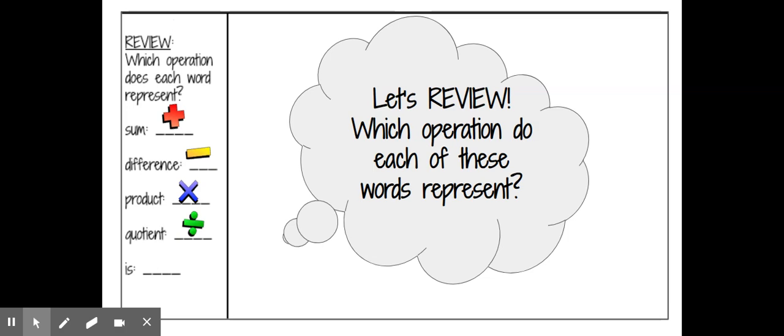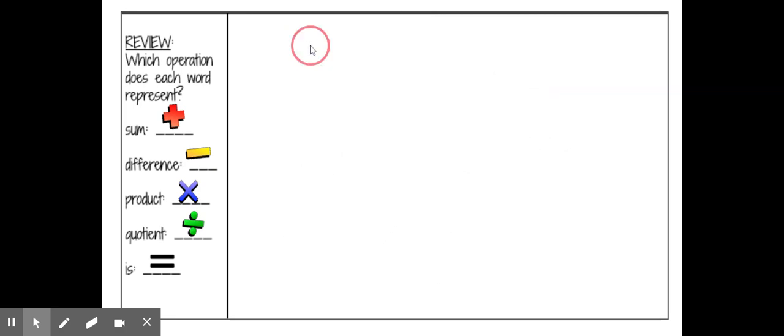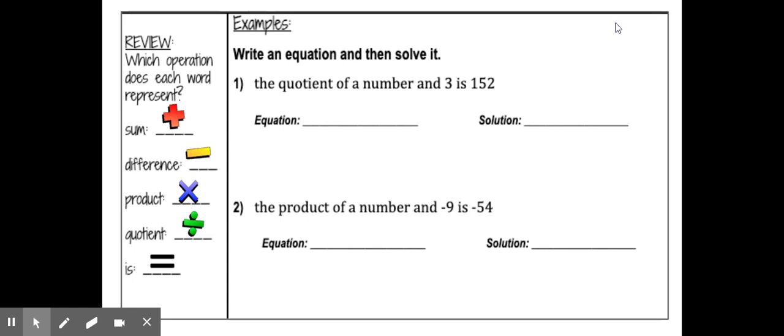What about when you see the word is, like 4 plus 5 is 9? What mathematical symbol represents the word is? Yep, you've got it, the equal sign. Okay, now I think we're ready to begin. We're going to begin by taking a look at mathematical sentences or phrases, and we're going to change them into an equation that can be solved for our unknown variable. Let's get started.